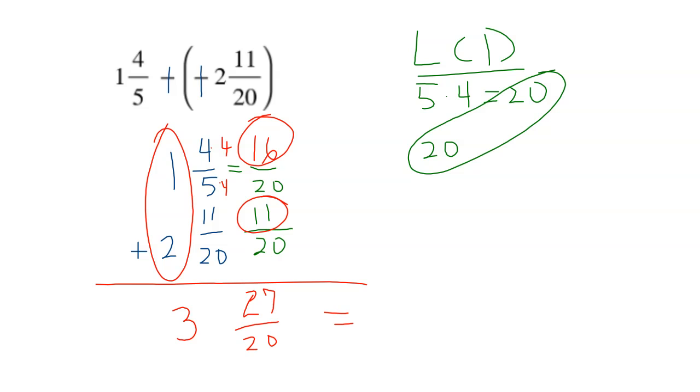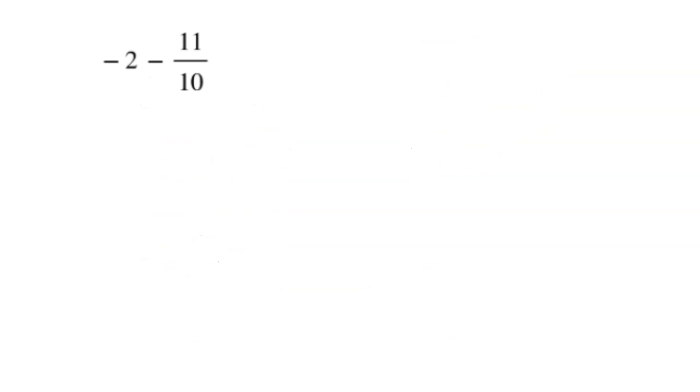Well, I can't leave this like this because 27 is bigger than 20. So what I'm going to do is divide 20 into 27. That gives me 1. I add that 1 to the whole number, making it 4. And then what's left over is 7. So this will be 4 and 7 over 20. And it's positive because both signs are already positive. So that's subtraction with fractions.